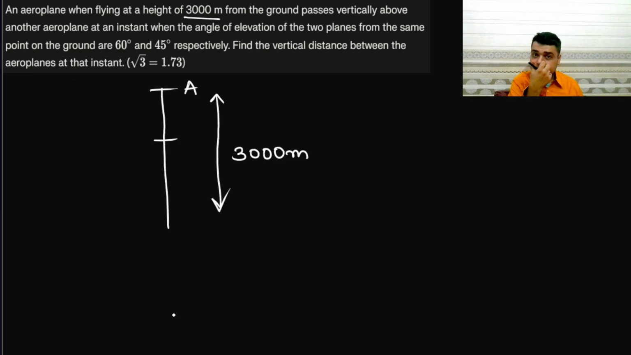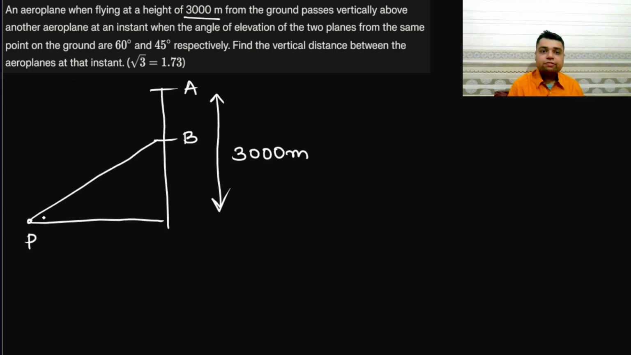Now, the second point, let's say this is point B, okay. Now, from point P on the ground, two angles of elevation are given to us. So which one will be 45 and which one will be 60? The smaller one will be 45, right? So this will be 45 degrees and this will be 60 degrees, right? Now we need to find the vertical distance, so we need to find this AB value. Let's say this is small h, and let's name this point as C.